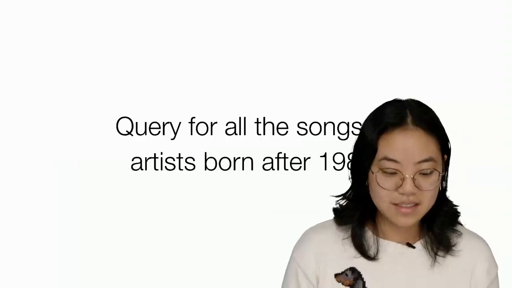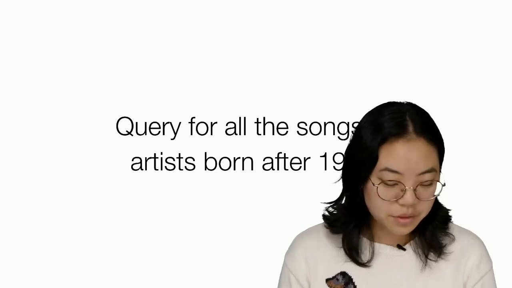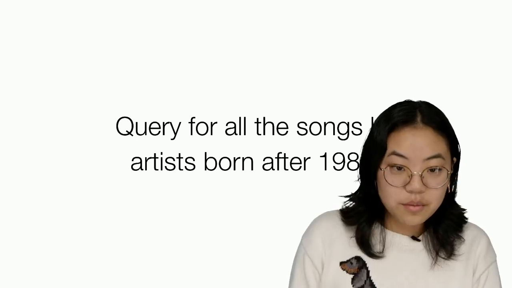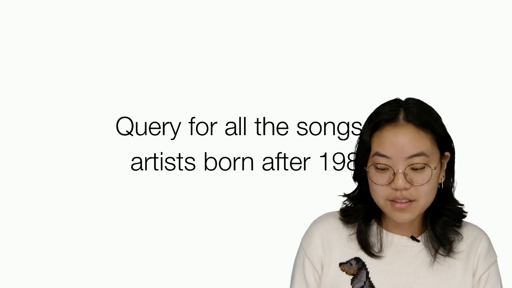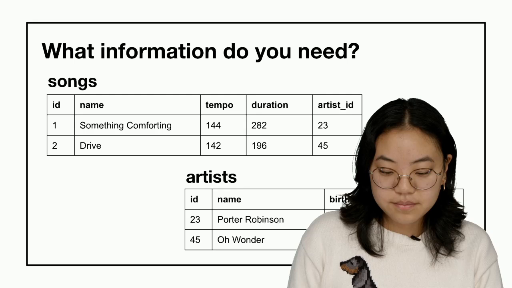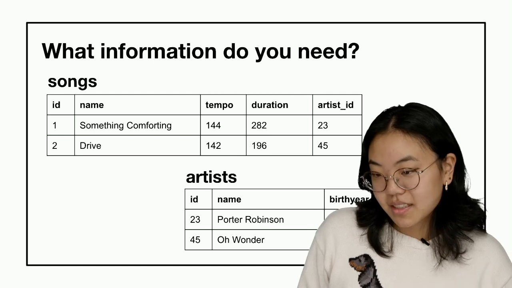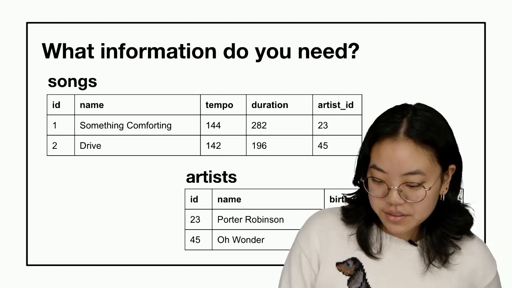Okay. Another example here: query for all of the songs by artists born after 1980. There could very well be more than one artist that's born after 1980. So in this case, what information do I need?